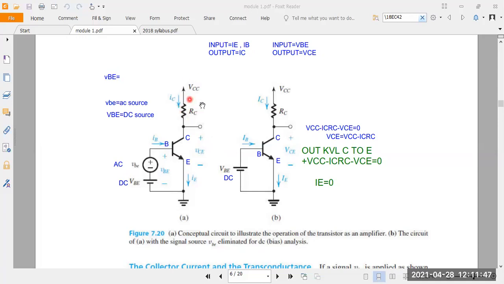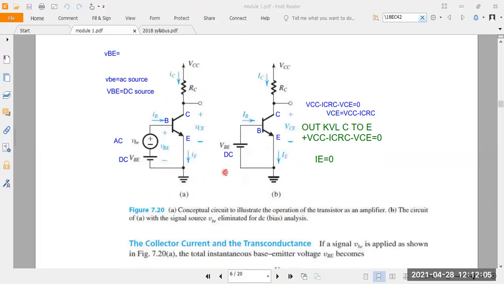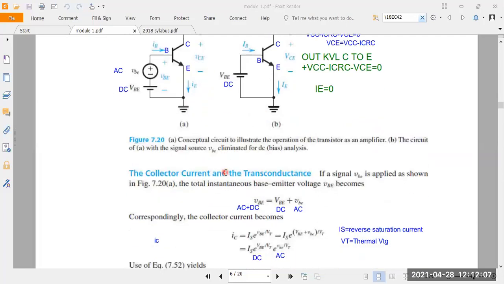Here the connected power supply is VCC. Understood? Next, current flowing across the emitter side, that is IE. Voltage across the collector to emitter, that is VCE. So VCE is what here? Output voltage. VB is what here? Input voltage. Understood? After that, you write the equation.